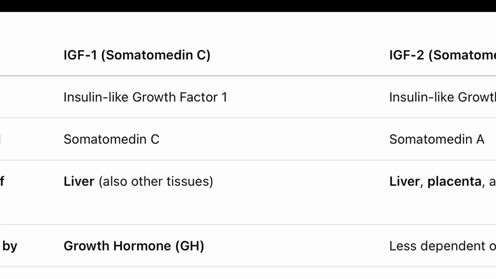It is stimulated by the growth hormone production, the IGF-1 secretion, while the IGF-2 secretion is less dependent on growth hormone. Peak secretion of IGF-1 is during puberty, while peak secretion of IGF-2 is during the fetus development. And IGF-1 promotes postnatal growth like bone mass and the muscle mass, while IGF-2 promotes fetal growth.